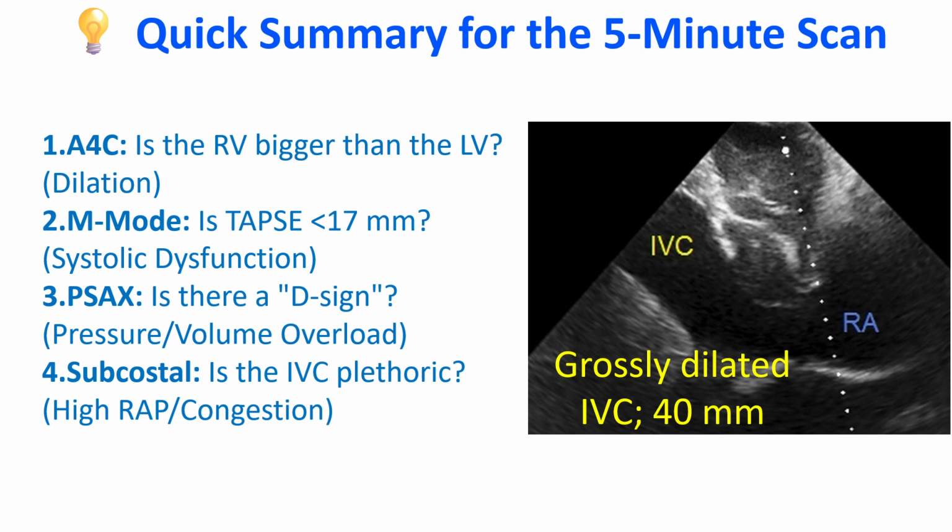Parasternal short axis: is there a D sign, that is, the LV having a D shape? Then there is pressure or volume overload of the right ventricle. In subcostal view, is the IVC plethoric? That indicates right atrial pressure is high, with congestion, systemic venous congestion.